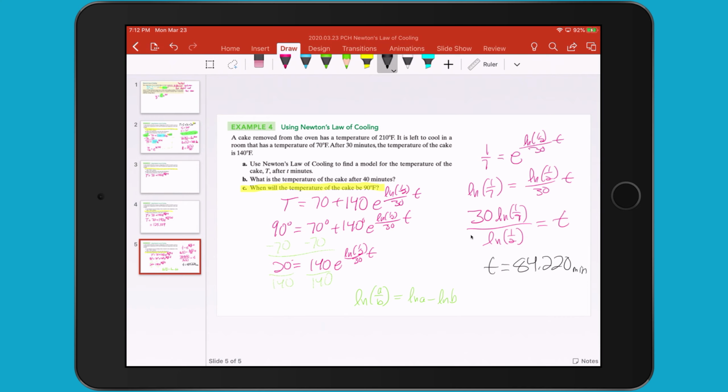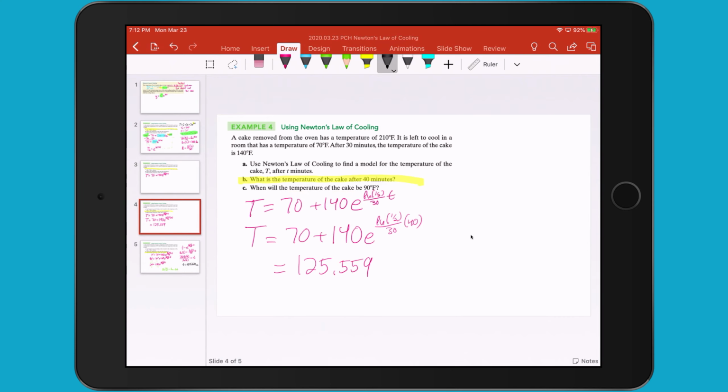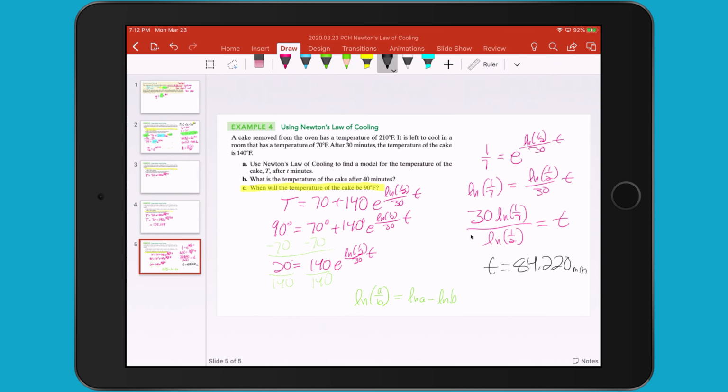Does that make sense? Well, sure. After all, after 40 minutes, the cake had gone down to 125.559 degrees. So getting to the lower temperature of 90 degrees, taking twice as long, that makes sense. But we don't just have to trust it.